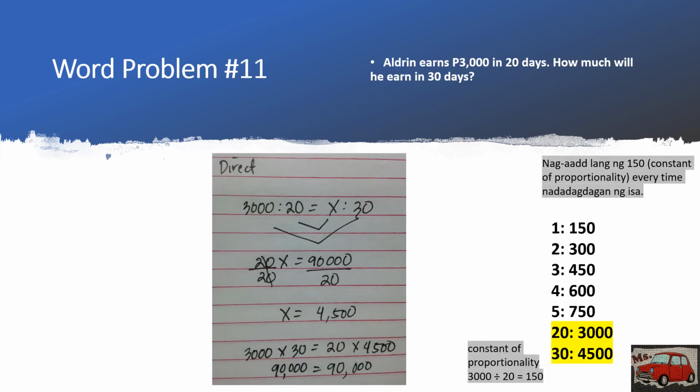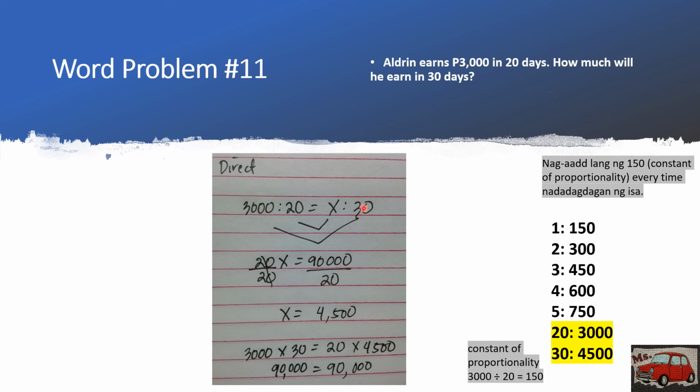Aldrin earns 3,000 pesos in 20 days. How much will he earn in 30 days? Okay, so alamin natin kung magkano na daw yung kikitain ni Aldrin in 30 days kung kumikita siya ng 3,000 in 20 days. Okay? So this kind of proportion is direct proportion kasi yung dalawang items natin dito is yung amount na kinikita at saka yung days. Okay? Eh di ba the more the days, the higher the earnings. Okay? So parehas silang tumataas or parehas din silang bumababa.